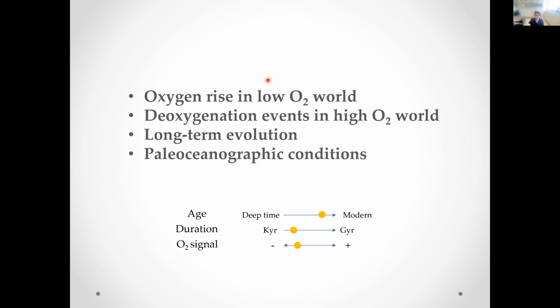So you can use this proxy to capture O2 rise, oxygen rise, in a really low atmospheric O2 world. You can also use this proxy to capture deoxygenation events in the ocean in a high pO2 world. You can look at long-term evolution. You can also play with the paleoceanographic conditions with this proxy. So I'm going to try to show examples that cover all of these different types.